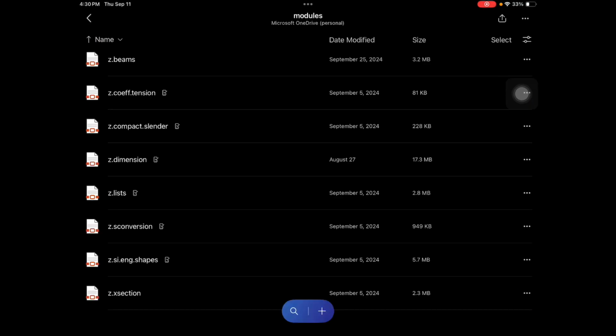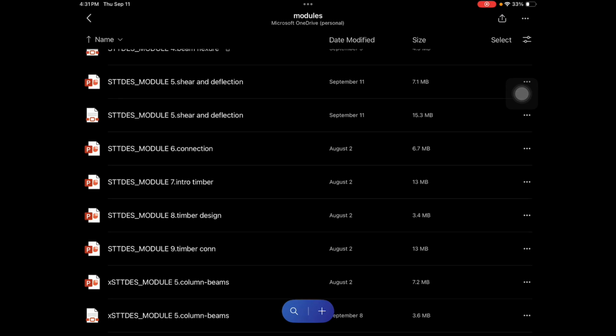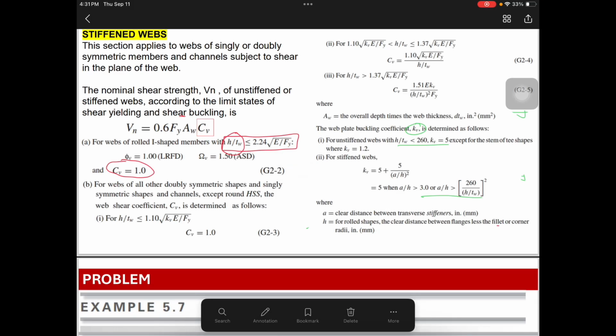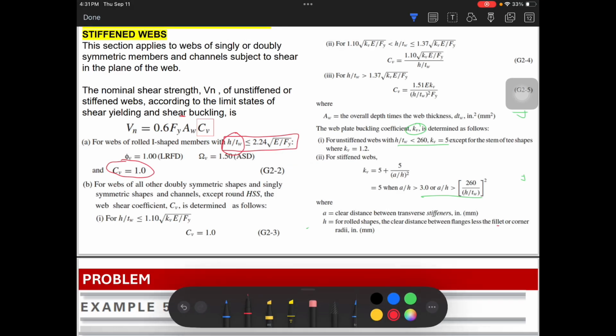Balik ulit. So, our h/tw is 25.9. So, what is this quantity? Dito ko na lang ilagay. Square root of 29,000 ksi over 50 ksi. So, this is equal to 54.